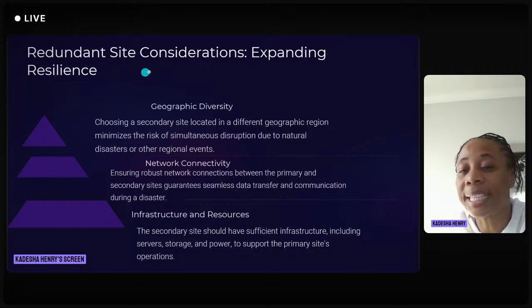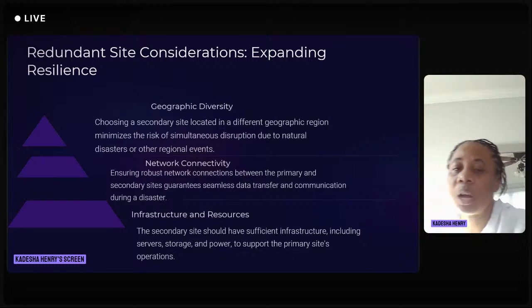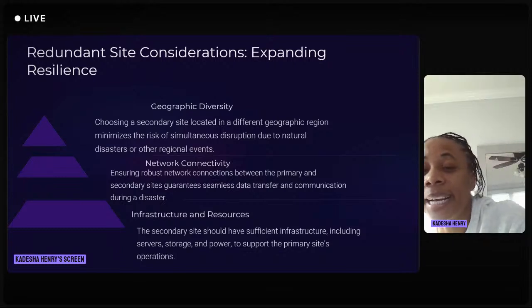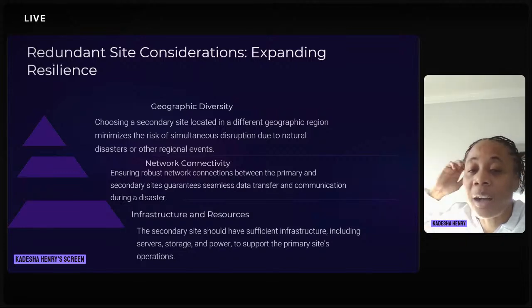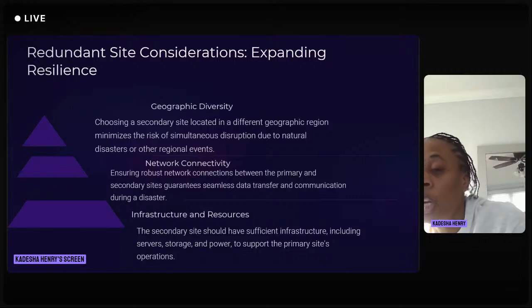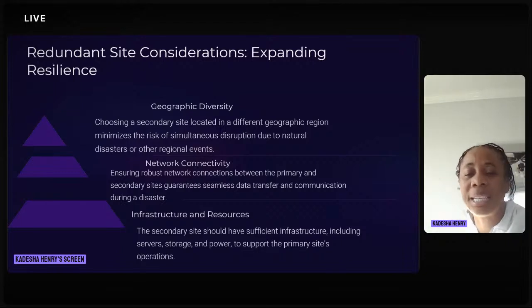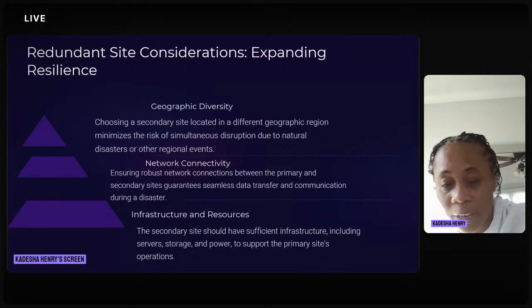So redundancy site consideration is the next concept. When we talk about site consideration, we're talking about geographical diversity, right? Choosing a secondary site located in a different geographical region is important. This minimizes the risk of simultaneous disruption due to natural disaster or other regional events. So if you are having data, you must make more than one center where the data is located geographically, right? So you must have it in different areas.